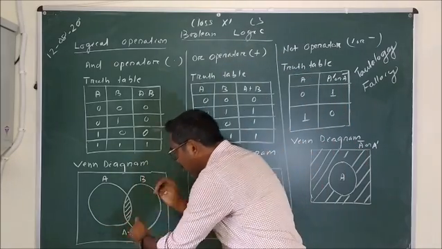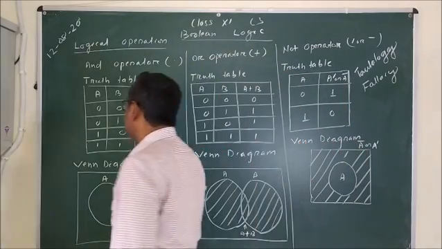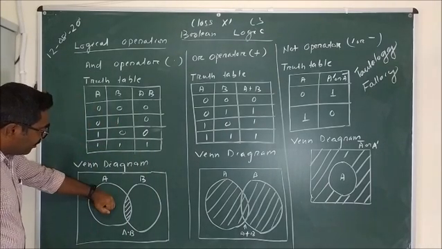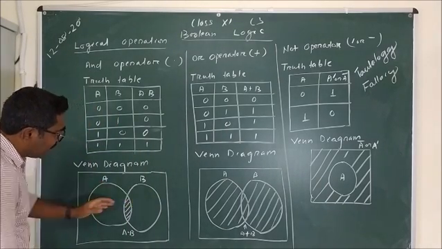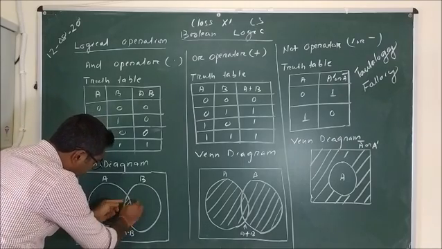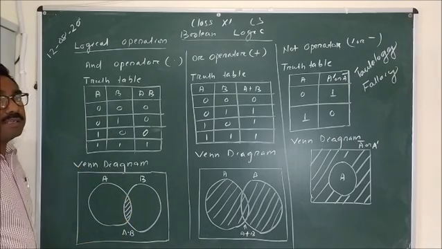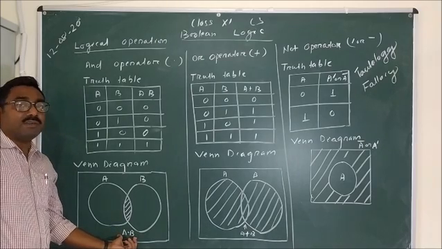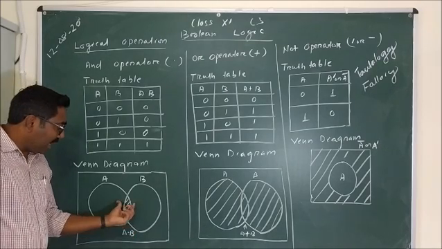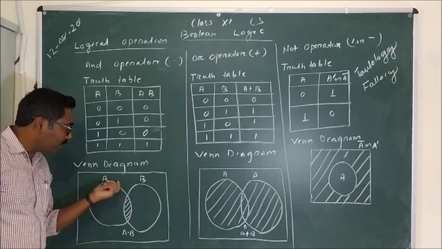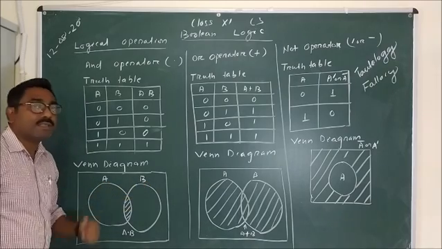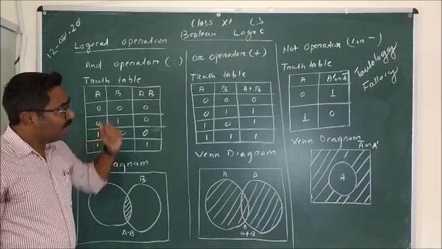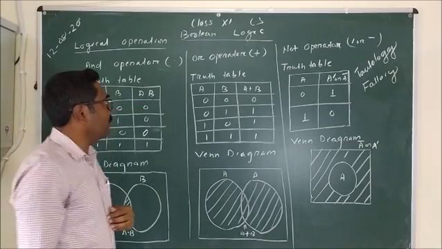Now this is the Venn diagram that represents the AND operator. This is variable A, this is variable B, and the part that intersects both A and B is represented as A dot B. The part that intersects both A and B is known as A dot B. Now this is all about the AND operator.